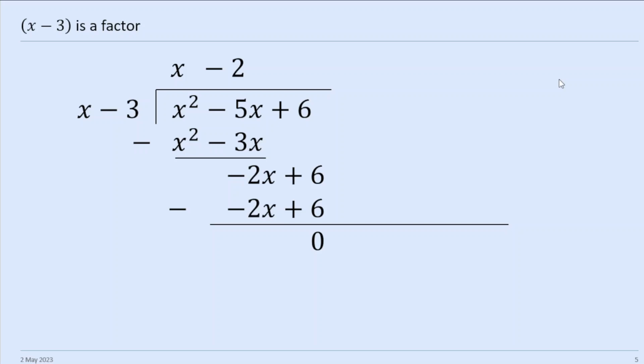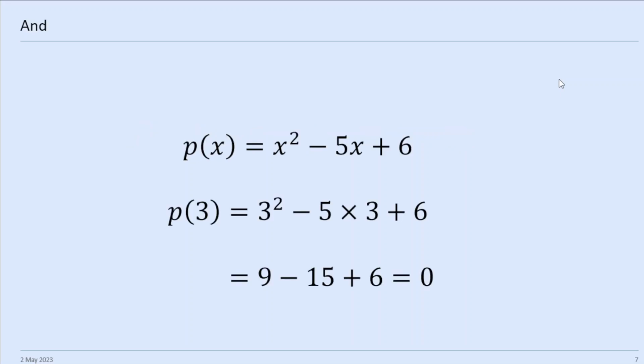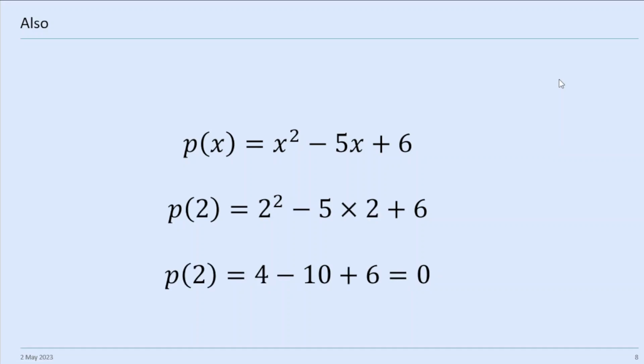We've got a video on that too. I'll put a link in the description to that too. But we can just write that as a straight factorization. And then what we see is if p of x equals x squared minus 5x plus 6, if we put in 3, we get 9 minus 15 plus 6, which is 0. And if we put in 2, we get 4 minus 10 plus 6, which is also 0.